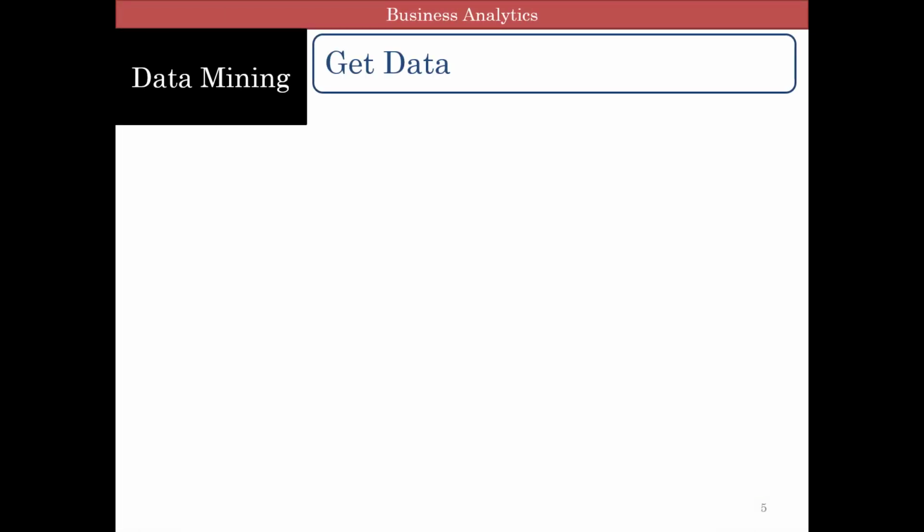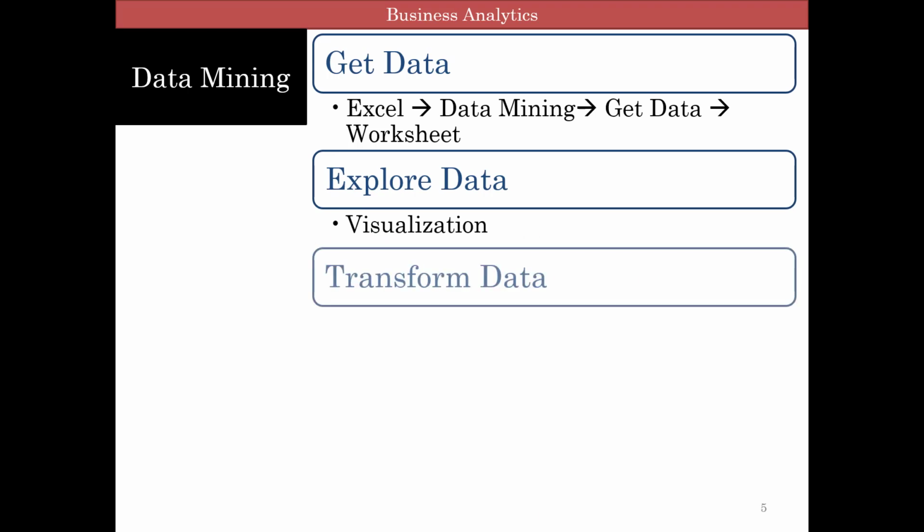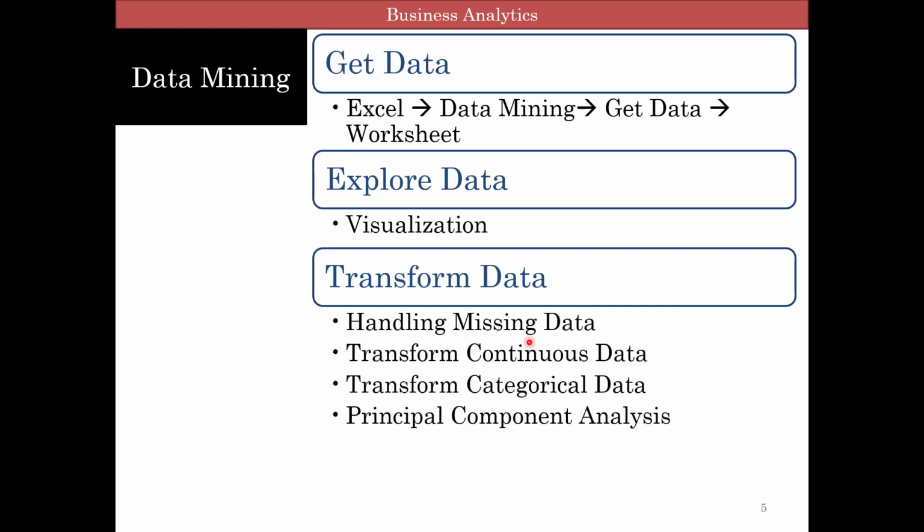So the process: first we get data. You can go to Excel data mining and get a data worksheet, and I'll give you an example in Excel very soon. This is basically sampling the data. There is a tool to actually sample. You can explore the data using visualization tools like graphs, and again I'll go through some of them. You can transform the data. What do you do when you have missing data? How do you transform continuous data into categorical data? How do you transform categorical data into continuous data?